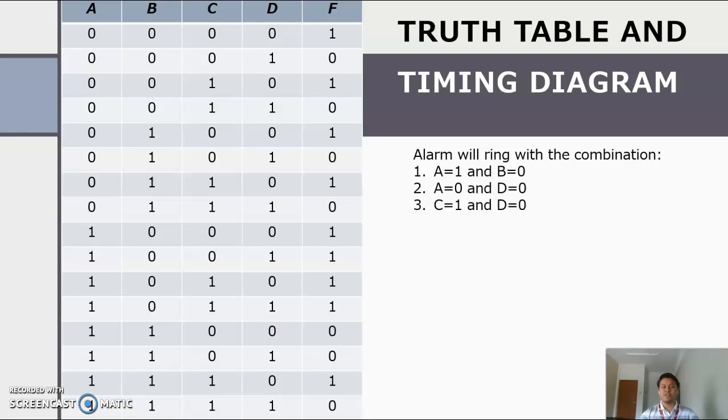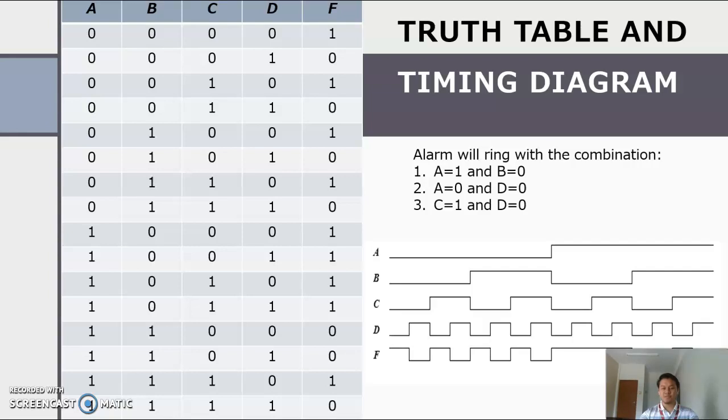As you can see, for the first inputs A0, B0, C0, and D0, you will notice that it fulfills the second criterion, which is A0 and D0. So the output will be 1. For the other inputs, you can check it by yourself, and this is the output.